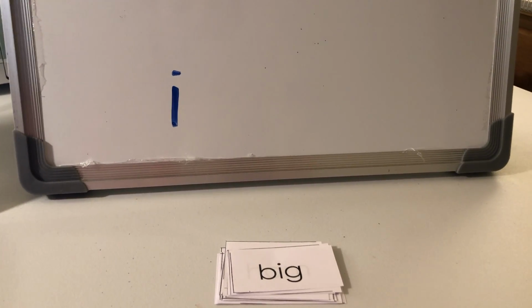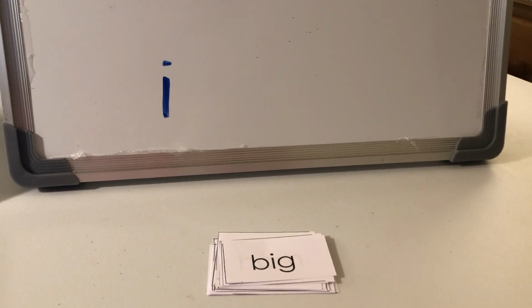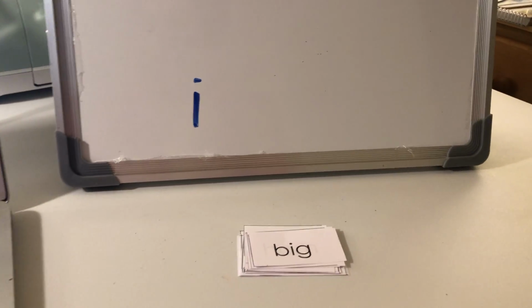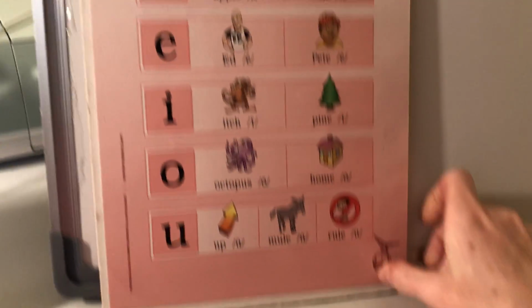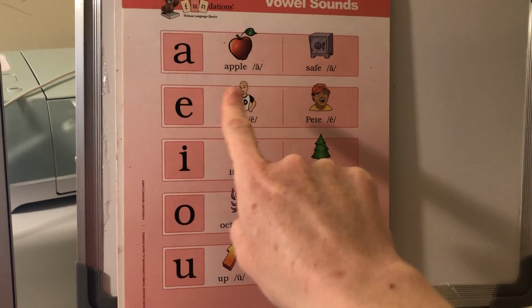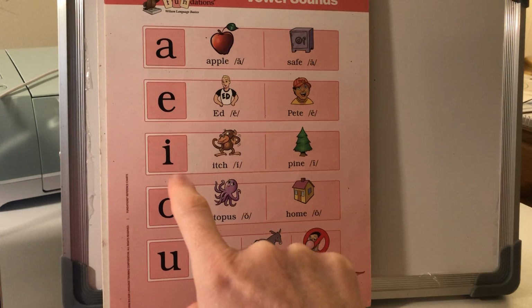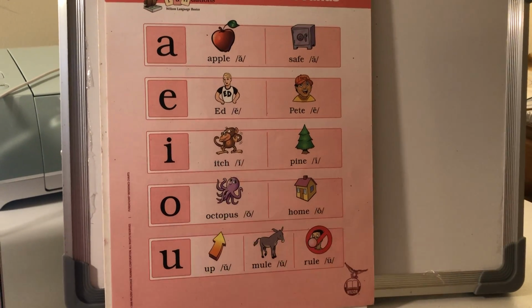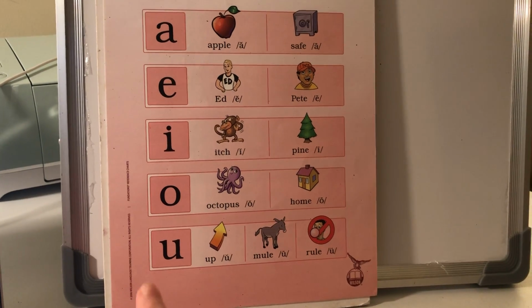Hi everybody, we've been working on the short I sound, and we know that I says /i/. So we're going to sort some words together, but first let's look at our short vowel sounds. A, apple, /a/. E, Ed, /e/. I, itch, /i/. O, octopus, /o/.